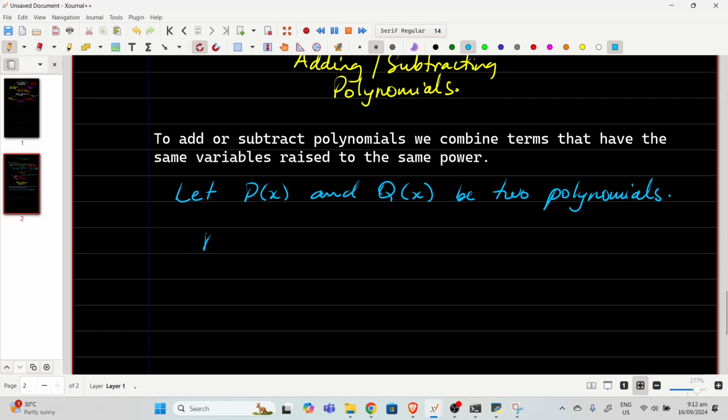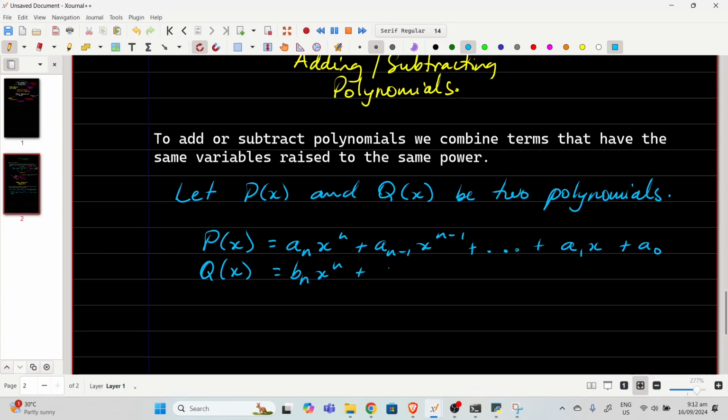Right? Let's say p of x has a shape that looks like a_n x^n plus a_(n-1) x^(n-1) plus, well, let me just put dots actually, and then a_1 x plus a_0. And then let's look at what q of x would look like. Let's say q of x is equal to b_n x^n plus b_(n-1) x^(n-1) plus dots plus b_1 x plus b_0. Yeah, b sub 0, right?